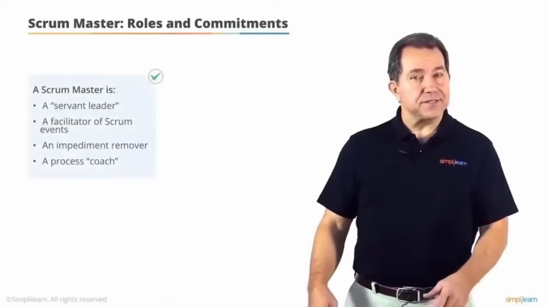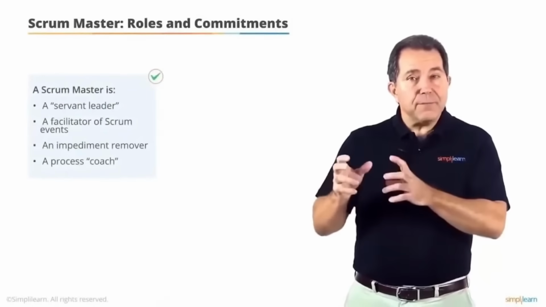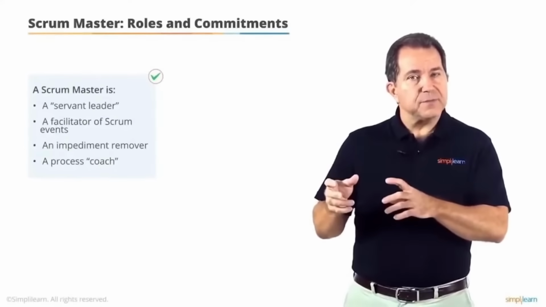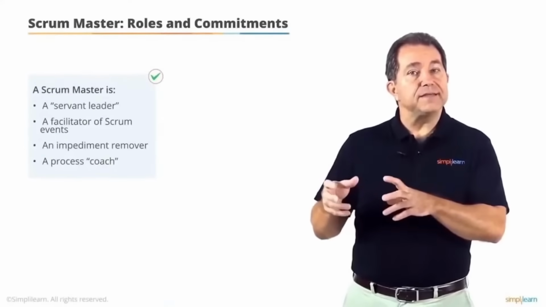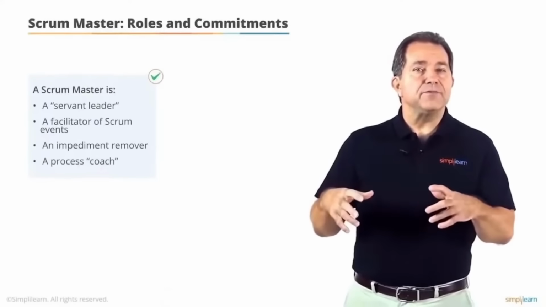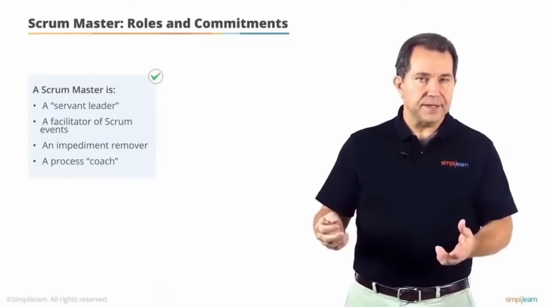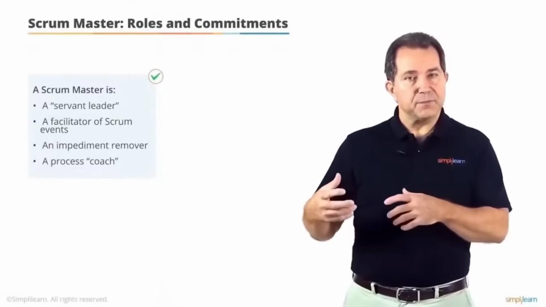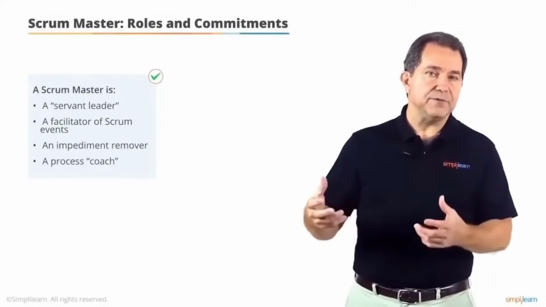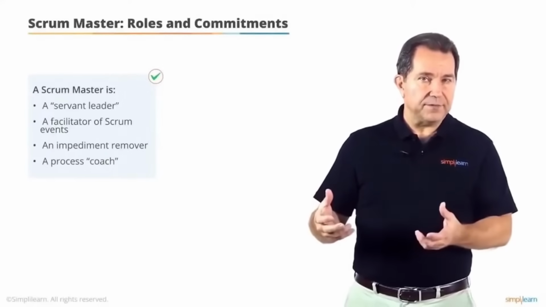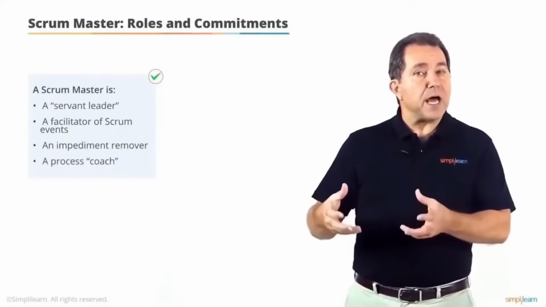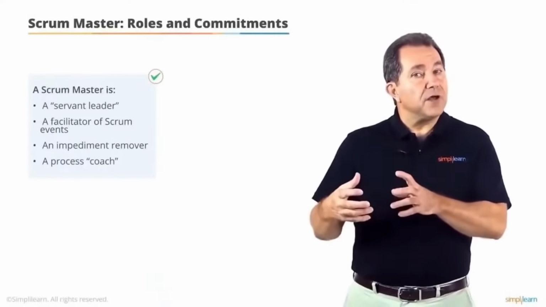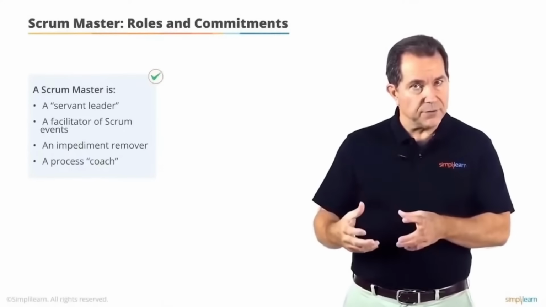A Scrum Master is a skilled servant leader. A Scrum Master has very little formal authority. However, he or she is expected to assist the team achieve the intended outcomes without interfering with the team's autonomy. The Scrum Master facilitates the Scrum ceremonies such as sprint planning, daily stand-up, sprint review, and sprint retrospective. The Scrum Master removes obstacles or impediments faced by the team. The Scrum Master is also a process coach and mentor.